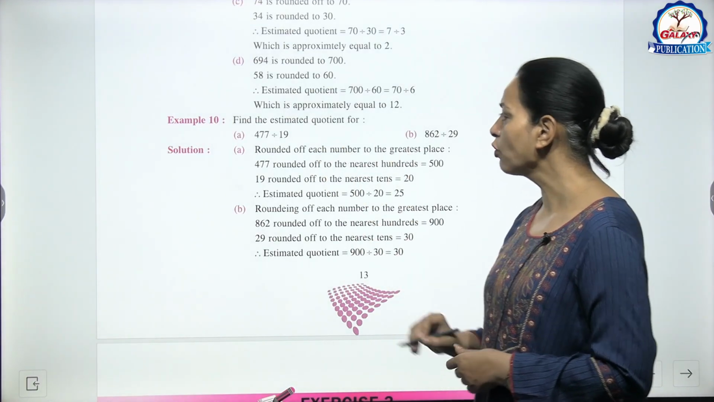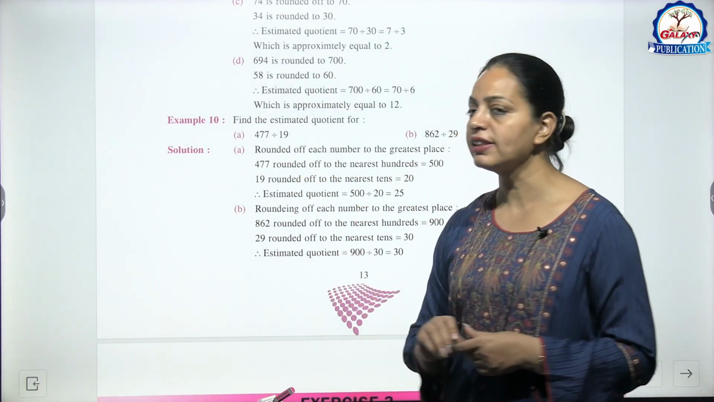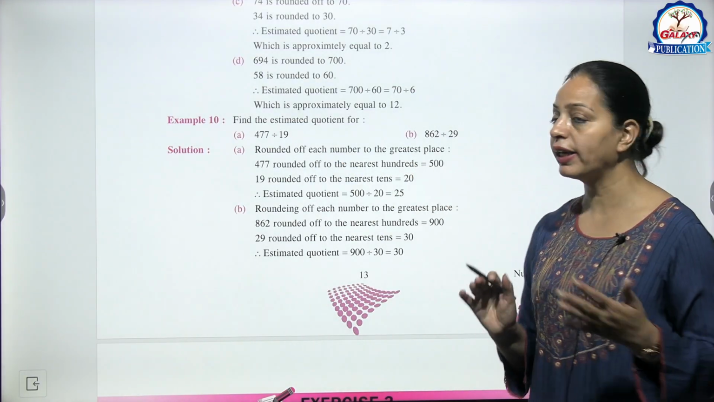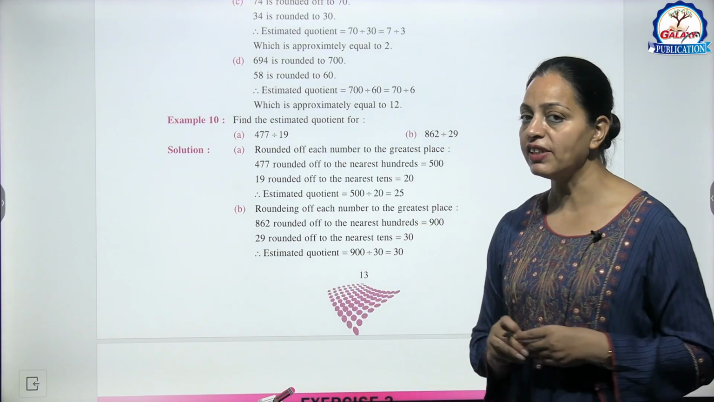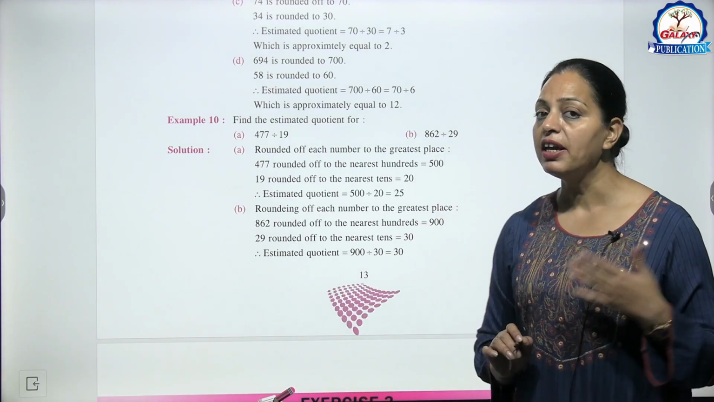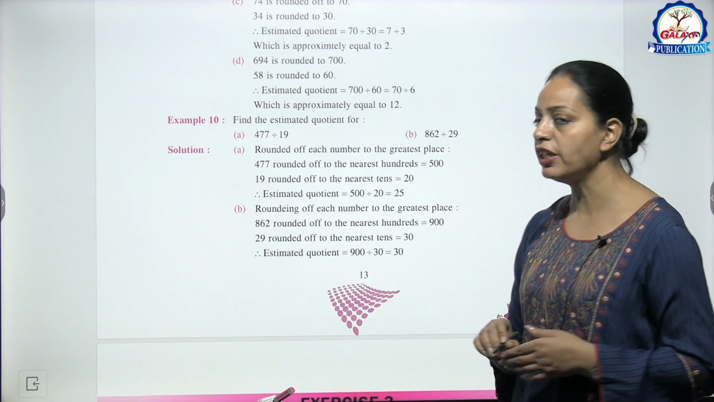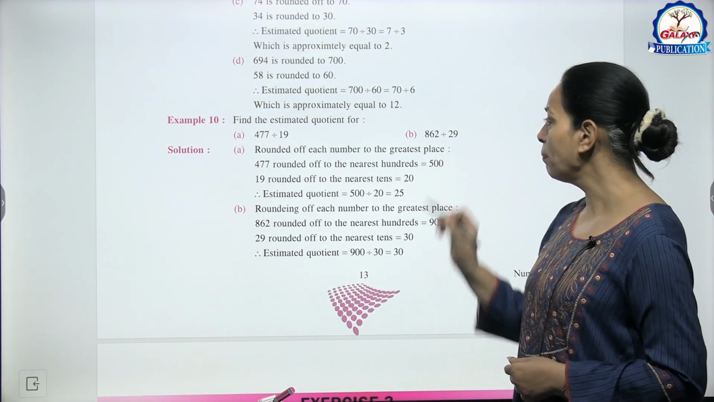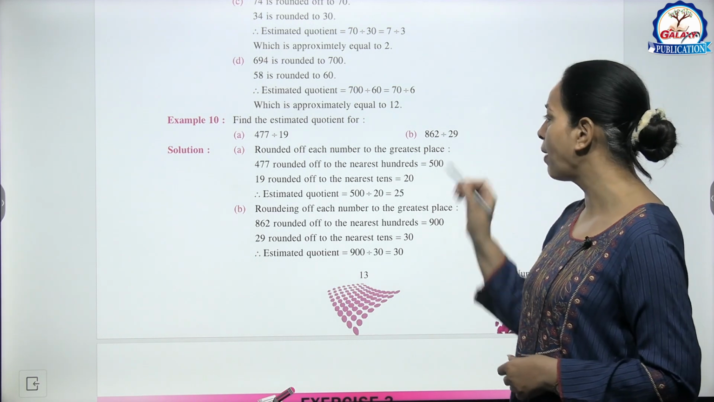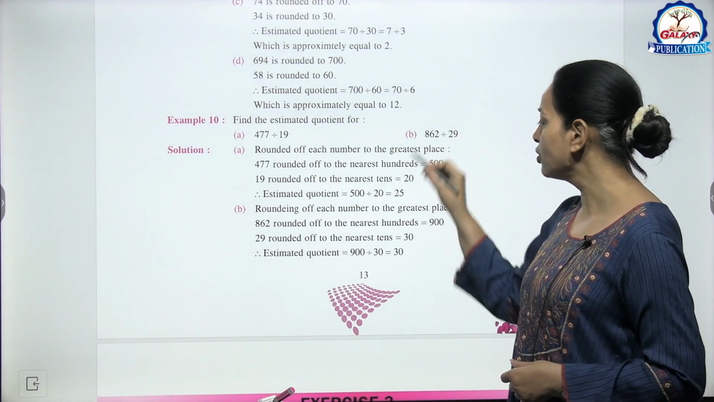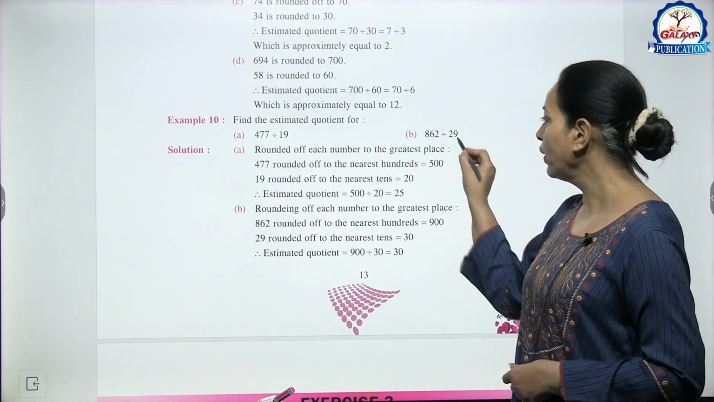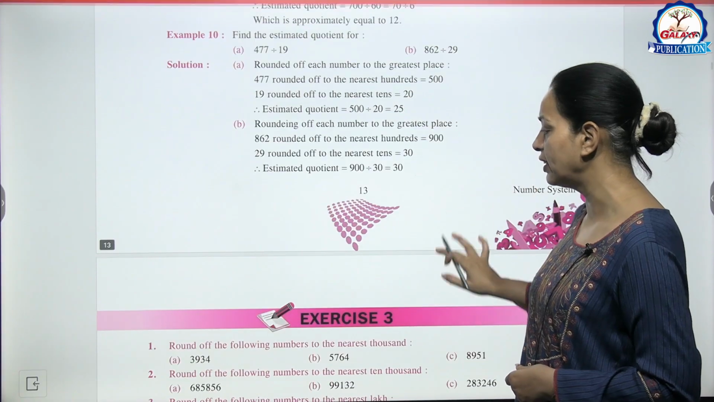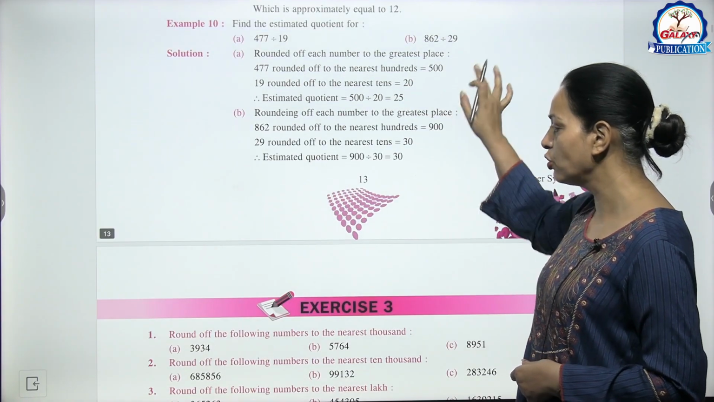Now example 10. Find the estimated quotient for A part, 477 divided by 19. So round off each number to the greatest place. 477 it becomes 500, 19 it becomes 20. दोनों को divide कर देंगे, answer is 25. Now B part, 862 divided by 29. 862 it becomes 900, 29 it becomes 30. दोनों को divide कर देंगे, answer is 30. So I hope these are clear to you.